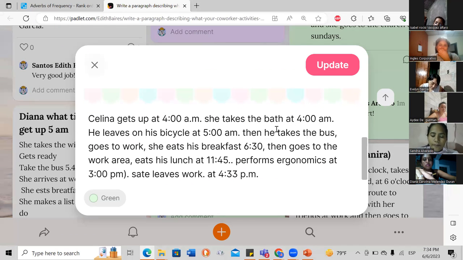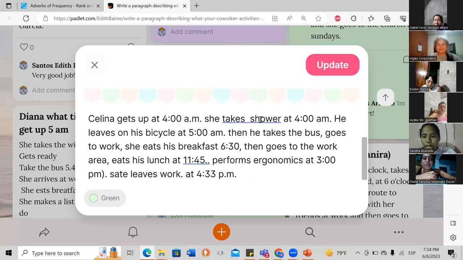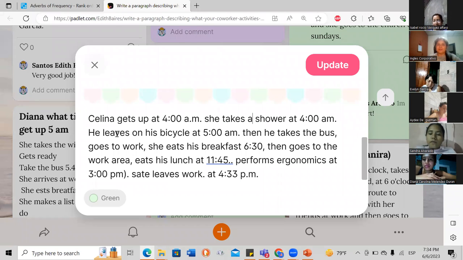Okay, la diferencia entre take the shower and take a bath es que si usted toma un baño, cuando decimos takes a shower, es con la regadera, okay? Normal. But when we take the bath, nos metemos a una tina y nos estamos ahí. Lleva más tiempo. Take the bath. ¿Ok? She takes a shower at 4 a.m. He, ok? She, in this case.